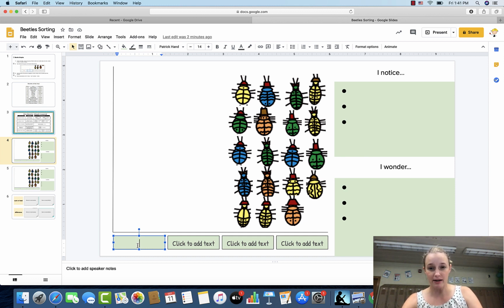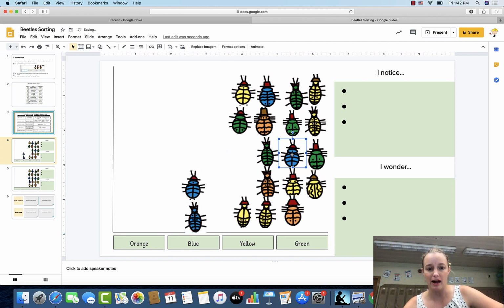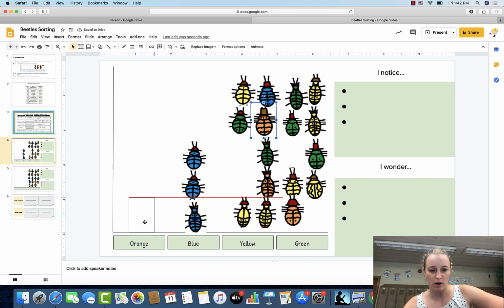Okay, so I'm going to go ahead by color. I'm going to put in orange and blue and yellow. And I'm going to start sorting in a second after I put green. Then you're going to take these beetles and put them on top of each other. So you have blue. I want you to make a row, because this is making what they call a graph. And once you've sorted these, you can easily see which one is more.